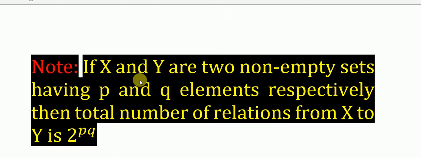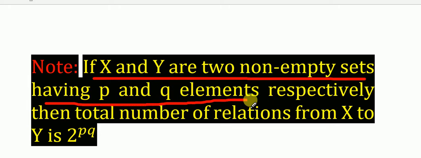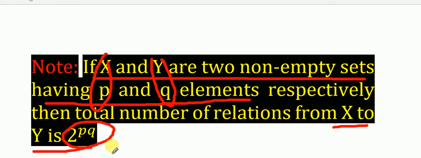So you can make a note of this. If X and Y are two non-empty sets having p and q elements, that is, set X has p elements and set Y has q elements respectively, then the total number of relations from X to Y is given by 2 to the power of pq. This formula can be used to find the number of relations from X to Y.